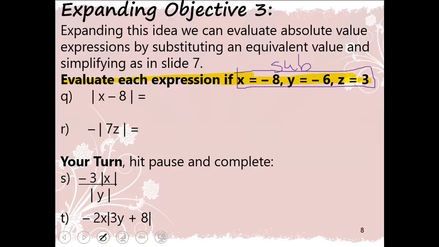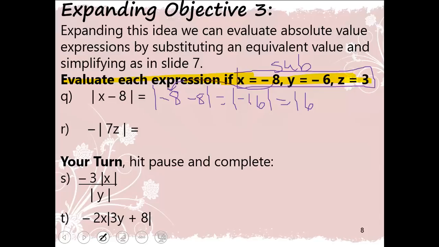Okay, so letter Q, we have the absolute value of x minus 8. So that's the absolute value of negative 8 because I'm substituting that in, minus 8. So that's the absolute value of negative 16. The absolute value of negative 16 has a distance of 16 units, so it becomes positive 16.